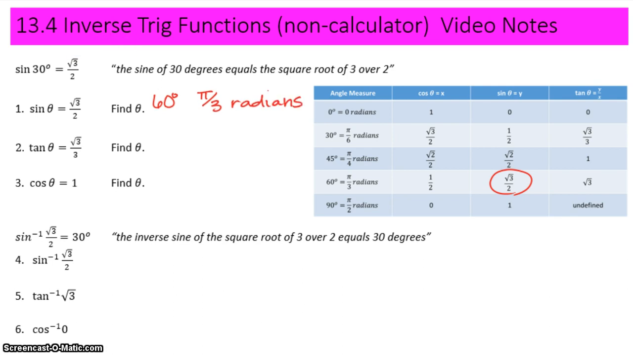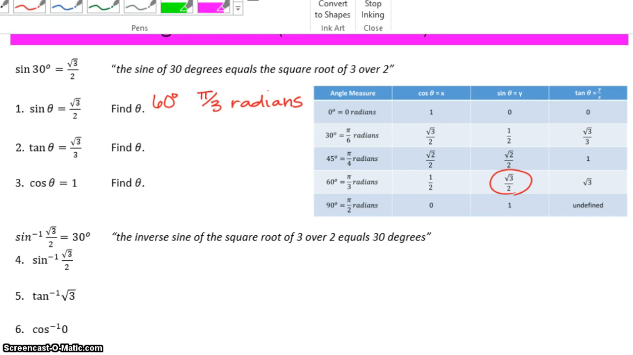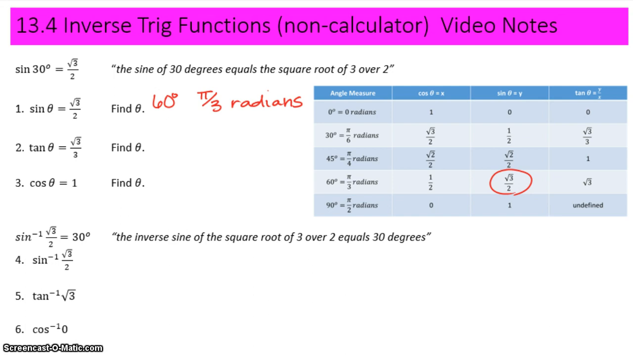Okay, then we have the tangent of root 3 over 3. And so if we need that, we're going to look at tangents, and here's root 3 over 3. Okay, so then that angle must be 30 degrees, or pi over 6 radians.